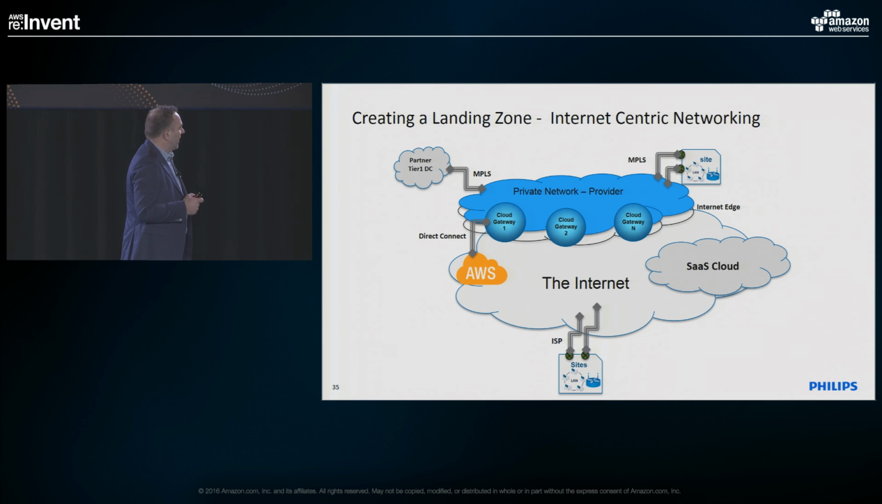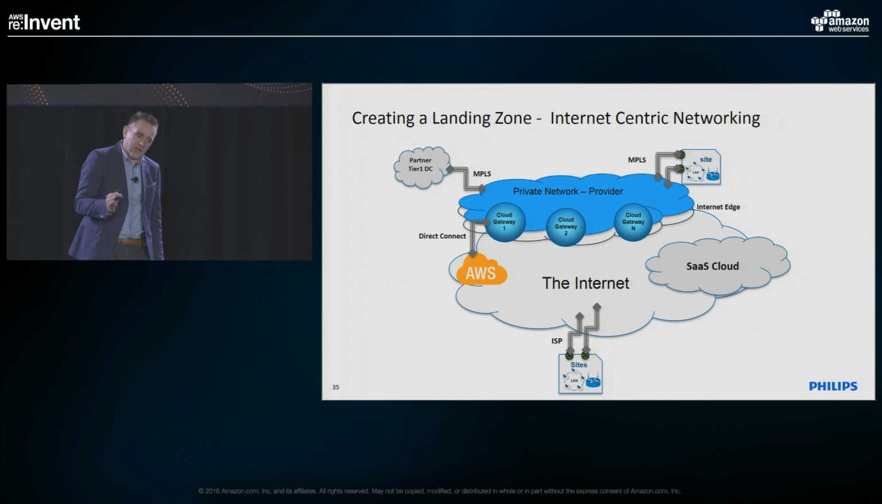We have to complete this with networking, because you can have a great architecture, you can have a great setup in AWS, but if you're not connected into this, then you cannot use it, of course. But essential here is, and Philips started this policy already in 2011, we have an internet-centric policy, meaning that more than 75% of all our sites are internet-facing. So they are all internet connected.